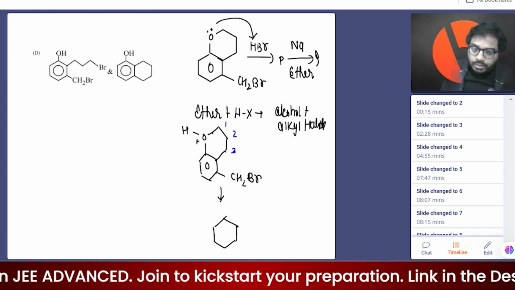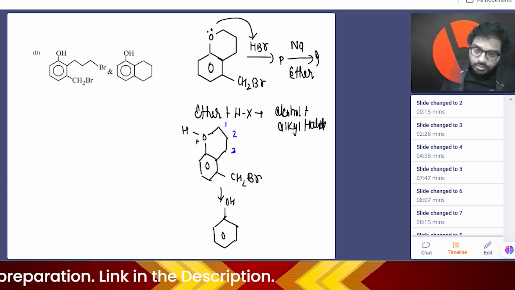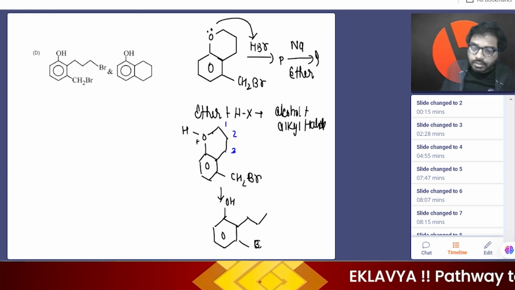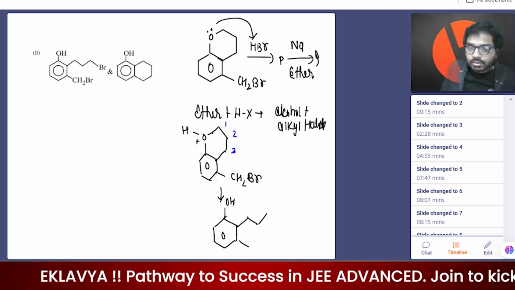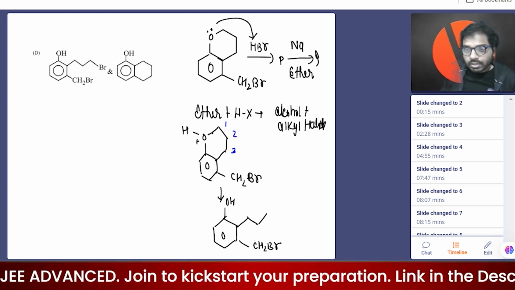So after opening of the ring, it will go under like this, OH. Fine. And total 3 carbon, 1, 2, and 3. Fine. And it will be like, sorry, this CH2, and here it is Br.